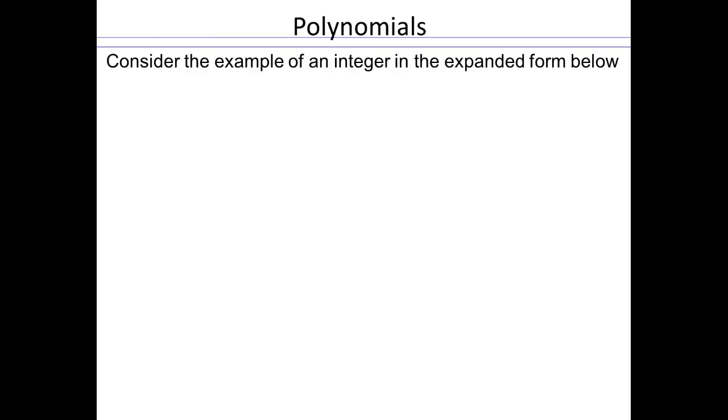Let's talk about polynomials in this lecture. When we looked at integers like, say, 324 in the expanded form, we wrote it in this format. We said 3 times 10 squared plus 2 times 10 plus 4 times 10 to the 0.